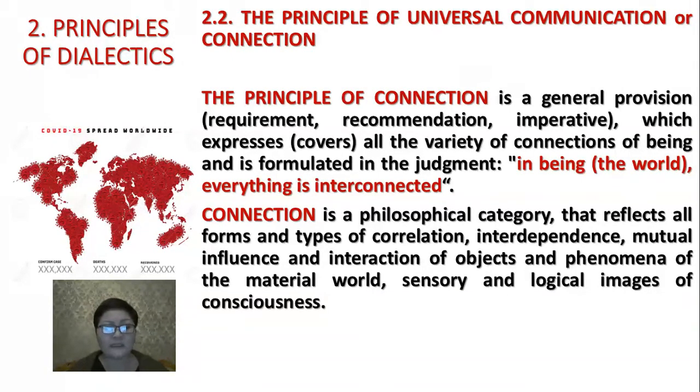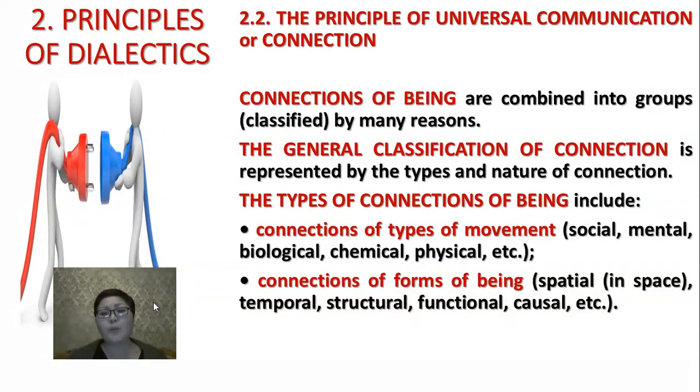Connections of being are combined into groups or classified by many reasons. The general classification of connection is represented by the types of nature of connection. The types of connection of being include connections of types of movement, like social connection, mental connection, biological connection, chemical connection, physical connection, etc. Also connections of forms of being, for example, spatial connection in space, temporal connection in time, structural connection, functional connection, causal connection, etc.